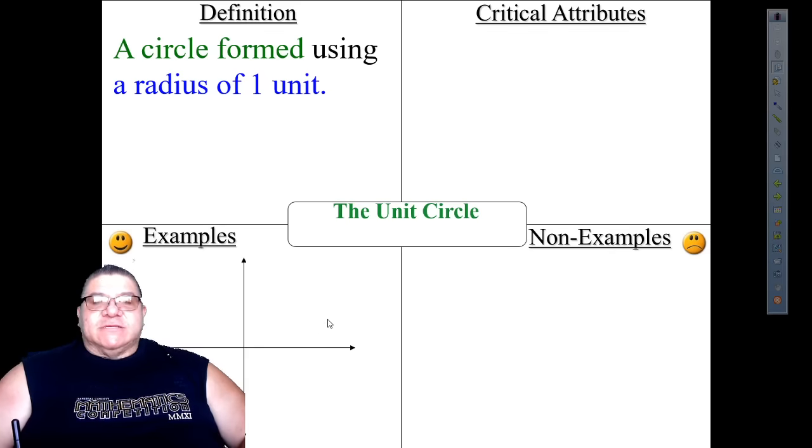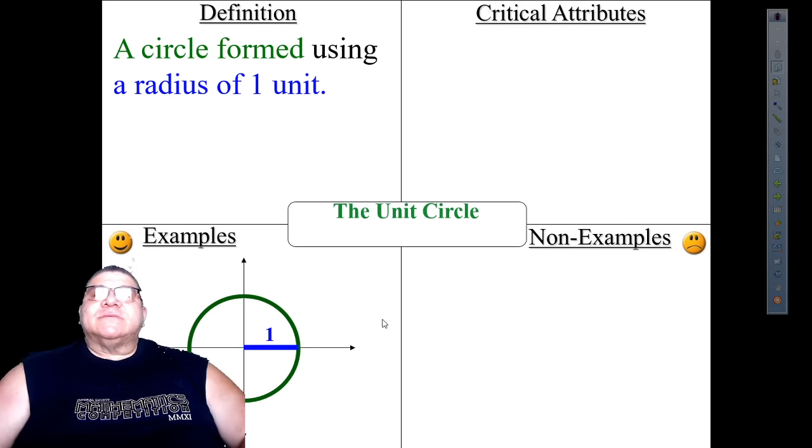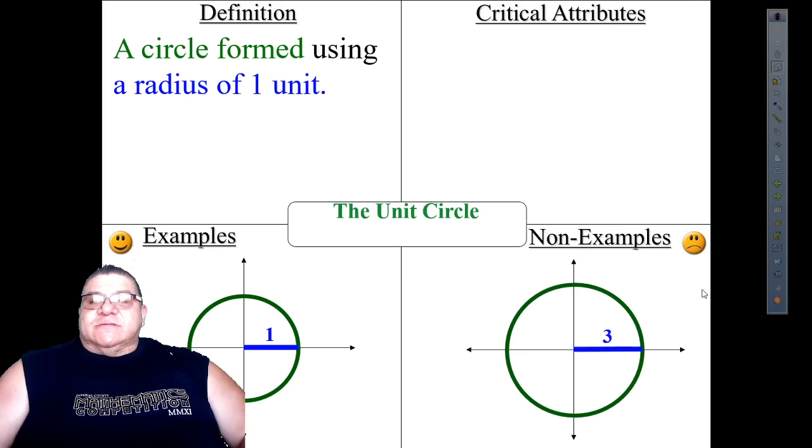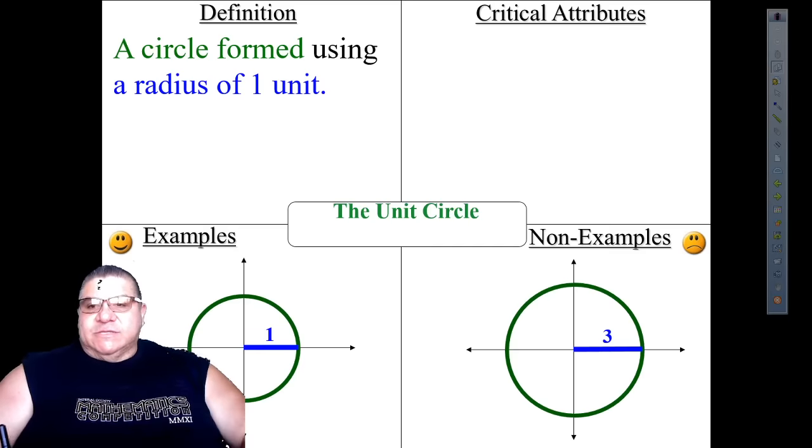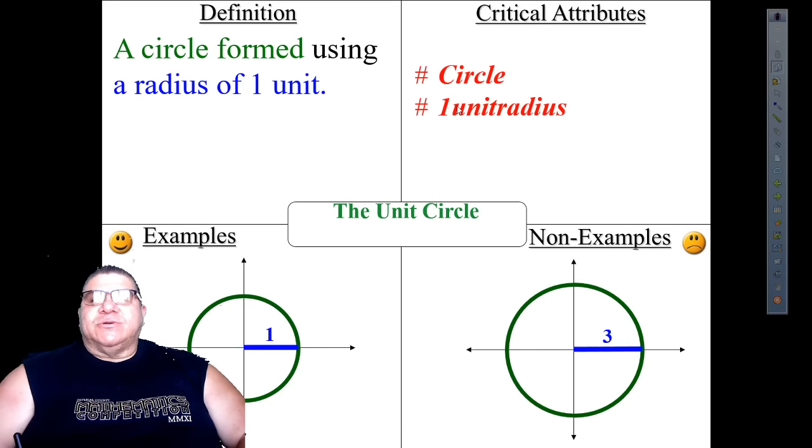Example, I gave you guys an example that looks something like this. Here's a radius of 1, and the circle looks something like this. For non-examples, I gave you guys this right here, and of course, whoever's there watching with you, tell them why that one's not a unit circle. Right, because this one has a radius of 3 units, and the unit circle is only 1 unit. So I put hashtag circle, hashtag 1 unit radius.